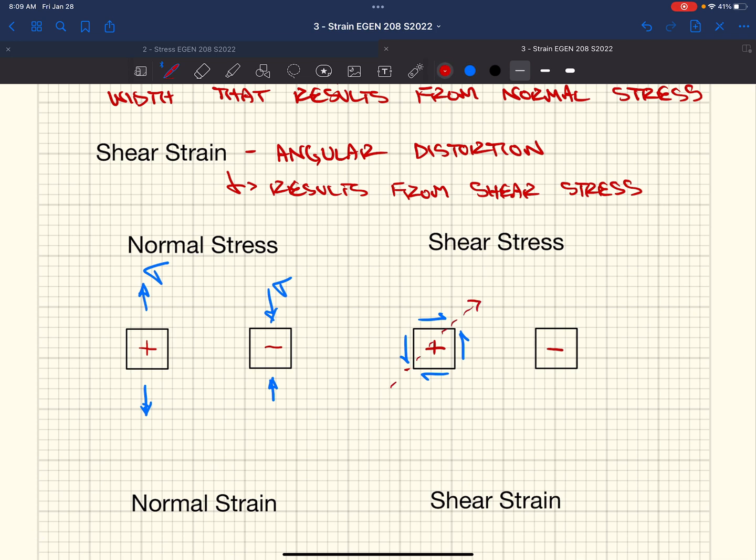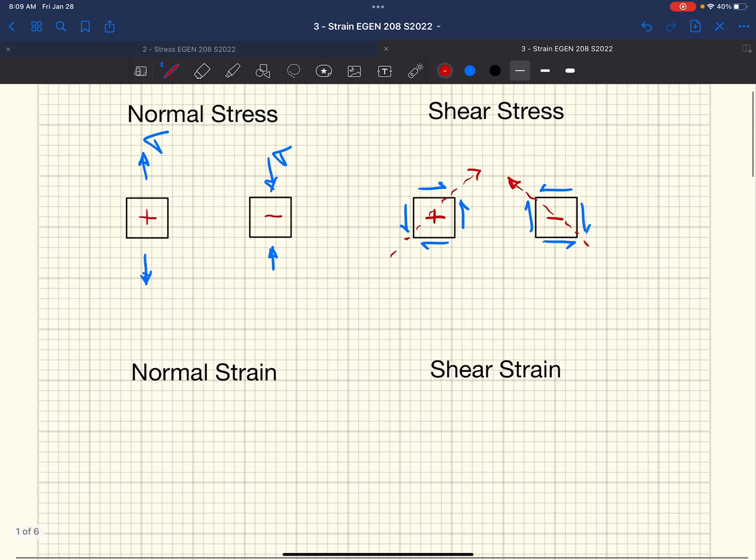Shear stress is positive when we get this distortion that pushes, say, a block of material up and to the right. Negative is just the opposite of that, so we get up and to the left, or down to the right and down to the left, depending on which way you want to look at it.